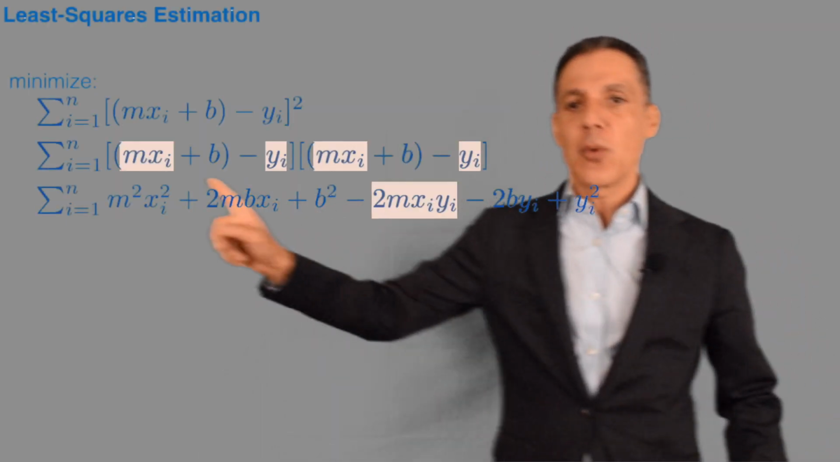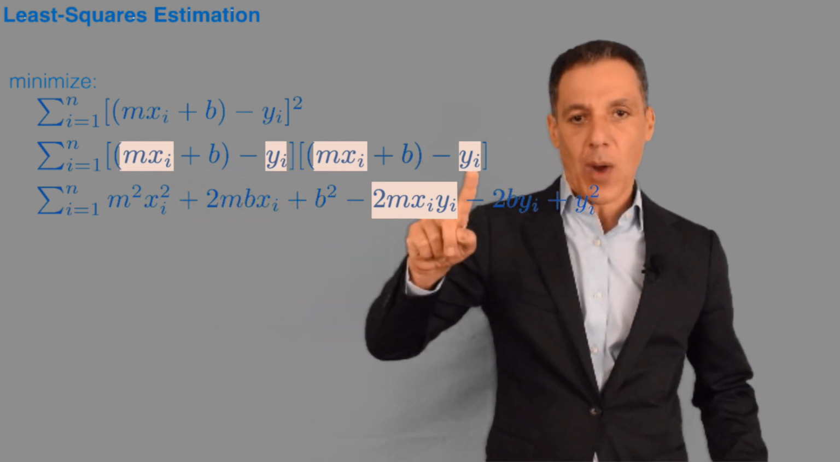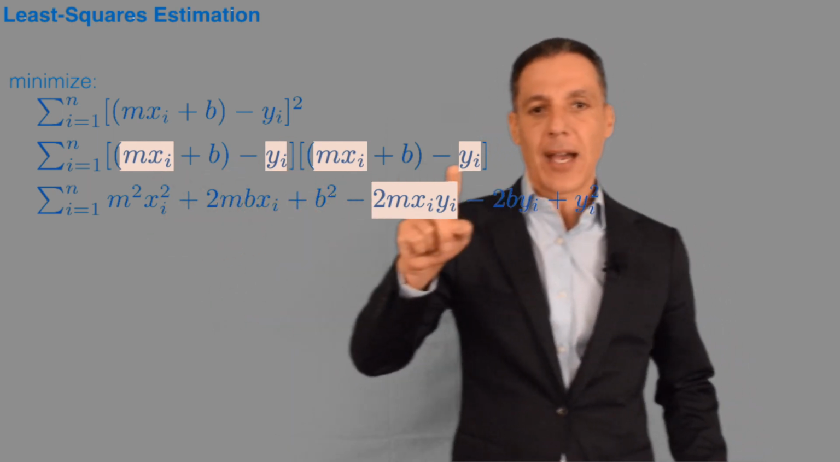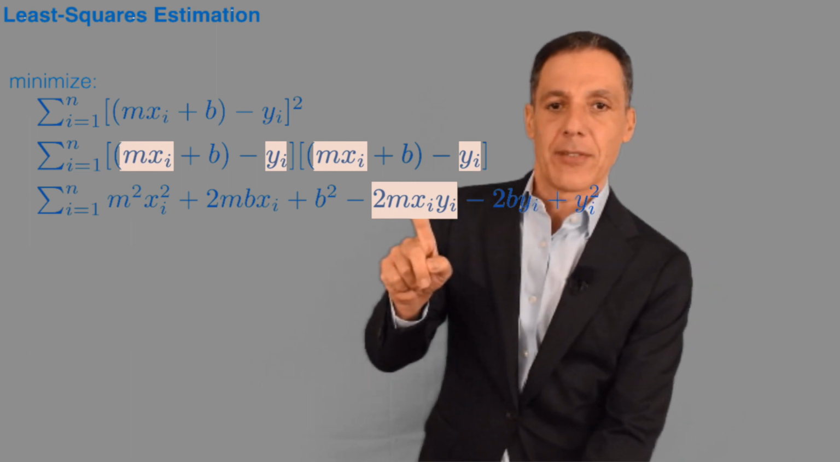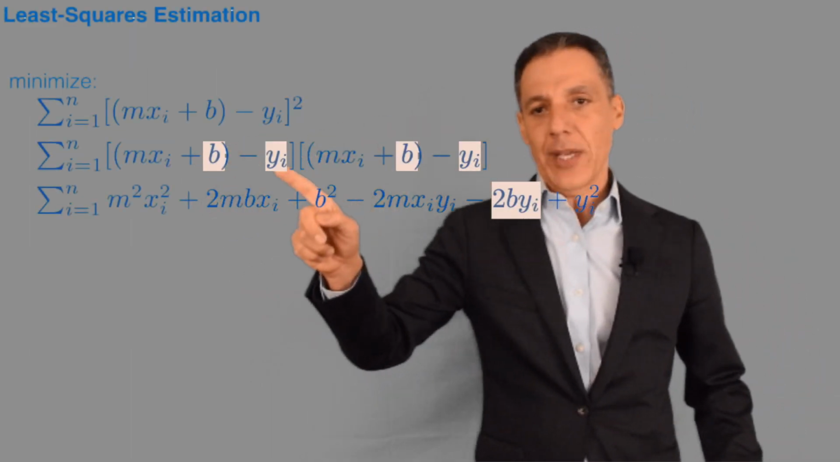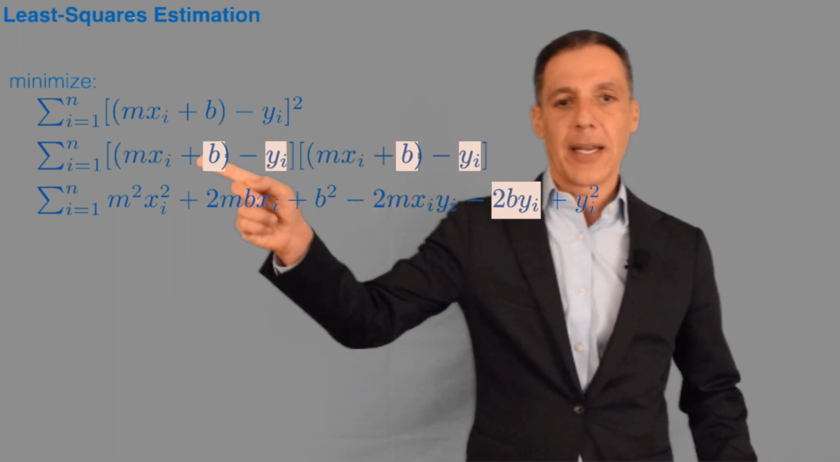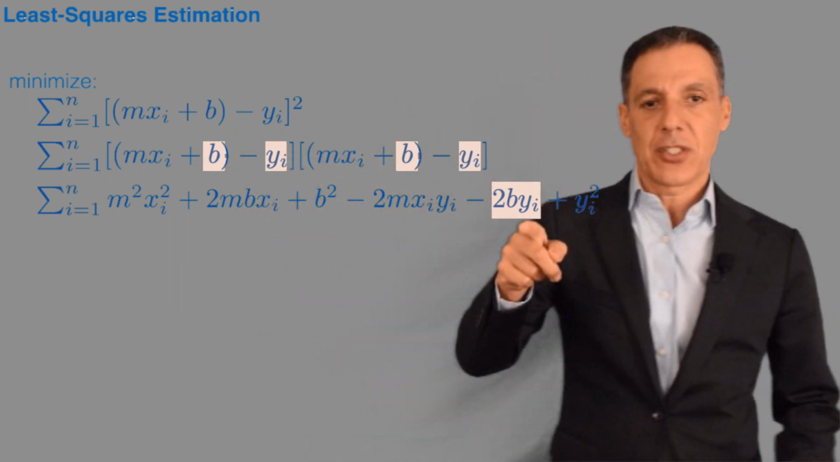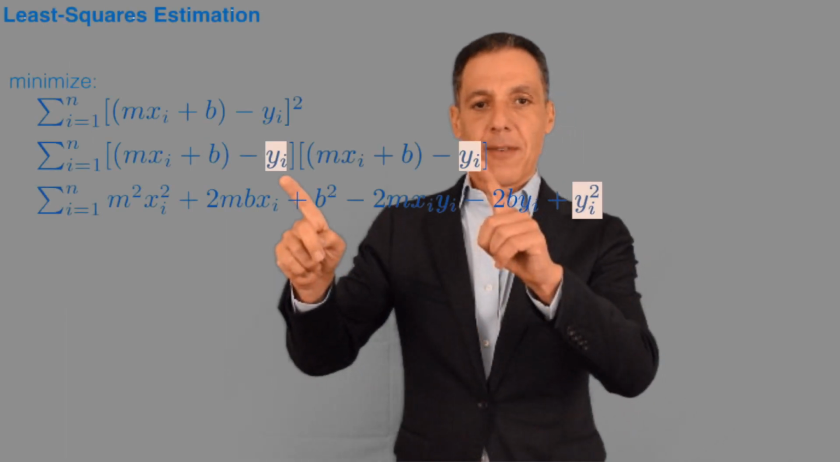I have 2 m x_i's times y_i, m x_i times y_i. Those, of course, both have a negative, so I have a negative 2 there. We're almost done. We have a b times a y_i. We have a b times a y_i. Both of those, of course, are negative again, so I have a negative 2 times that. And then my final y_i squared.